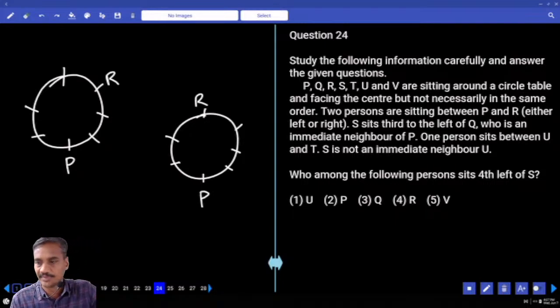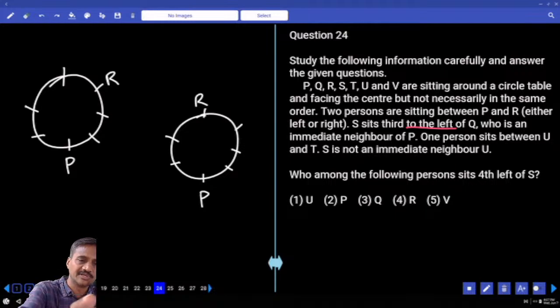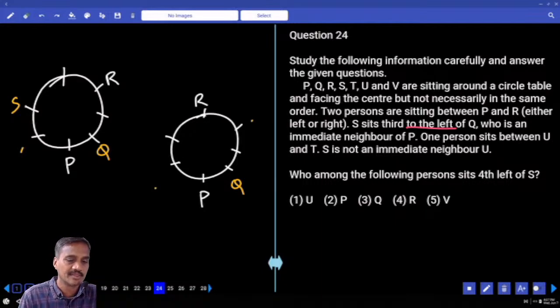Next one, S sits to the left of Q, who is an immediate neighbor of P. Now let us take Q at this place. This is one possibility. Now if we take Q at this place and S is to the left of this one, S will be here. And if you take Q at this other place, R and S must be in the same place, not possible. Or if you take Q at this place, S can be at this place, isn't it?